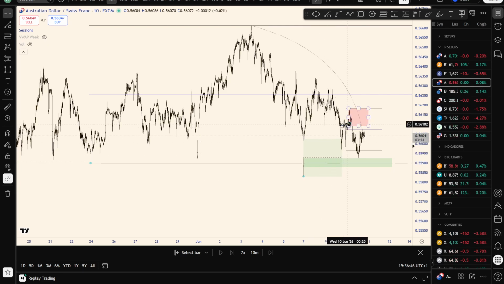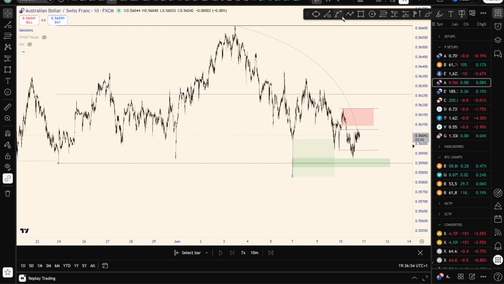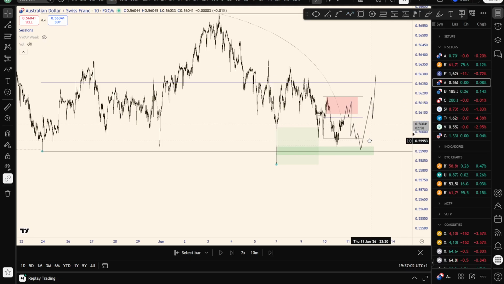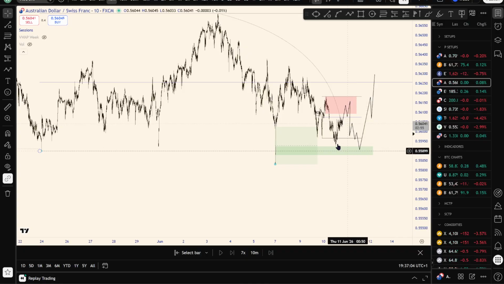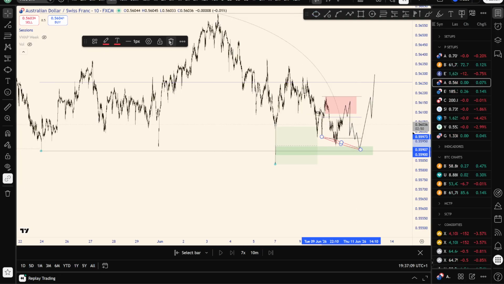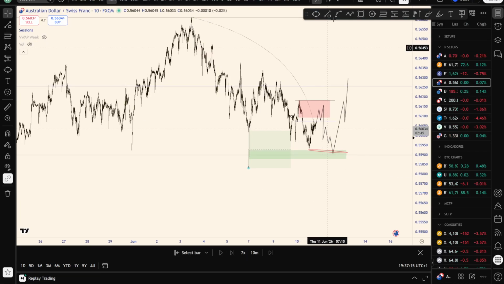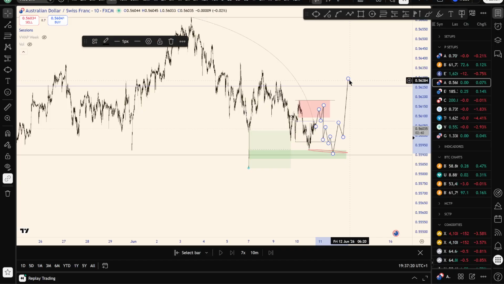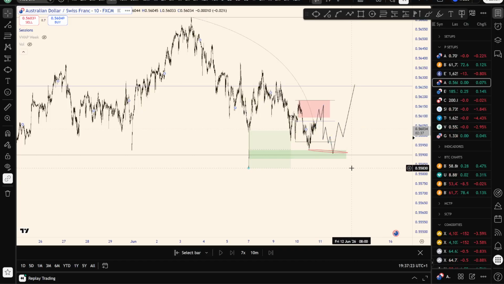Price fake broke here, created a range, but I'm not liking that because of this supply POI. I want price to mitigate that first and then something like this. I will definitely trade something like this. It would not be a valid or a beautiful model, but we can also do something like this here. So price could do something like this. That would be not a bad idea.